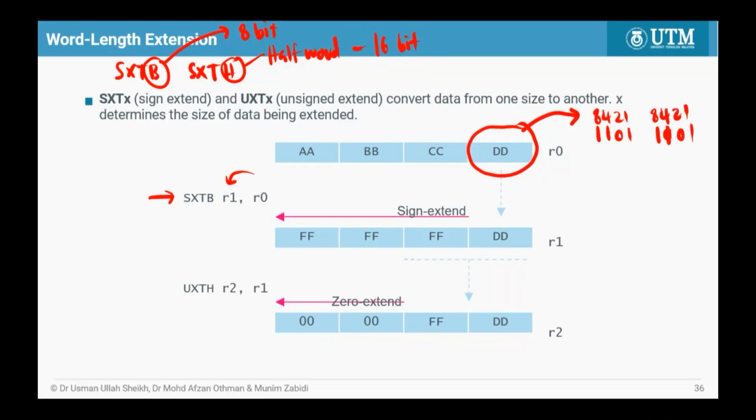Since this is a byte, we are focusing on bit number 7. First, you copy the value back to here, DD, and now we are looking at bit number 7. Since bit number 7 is 1, you will extend the bits here with 1, 1, 1, 1, 1, 1, 1, 1, which is equivalent to FF, FF, FF. So this is the sign extend.